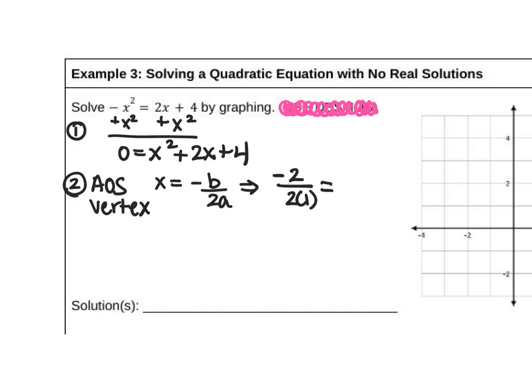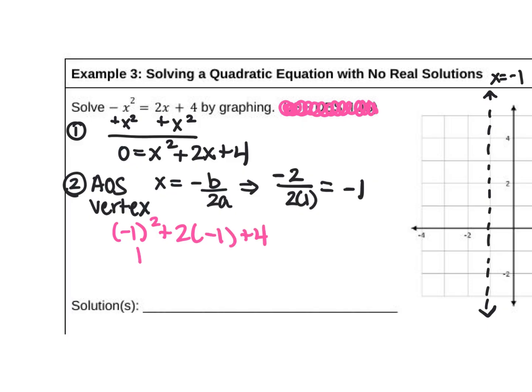So, what is negative 2 over 2 times 1? Negative 1, that's right. That is my axis of symmetry. Now we got to get the vertex. How do I get the vertex? Plug it in. So we're going to go negative 1 squared plus 2 times negative 1 plus 4. Okay, so we've got 1 minus 2 plus 4. What is 1 minus 2 plus 4? 3. So we're going to get a vertex of negative 1, 3.